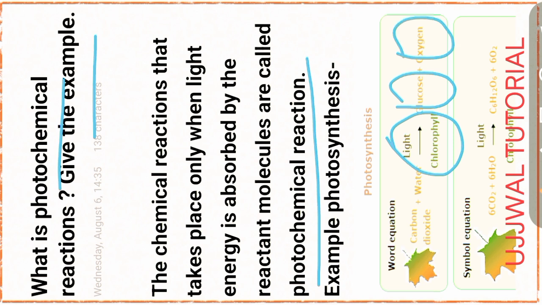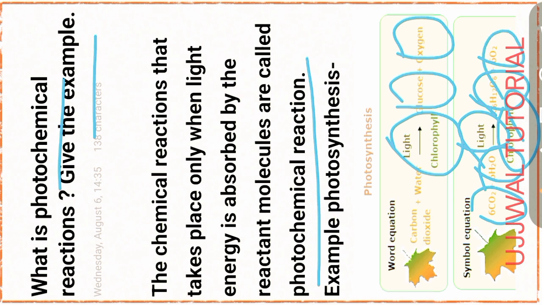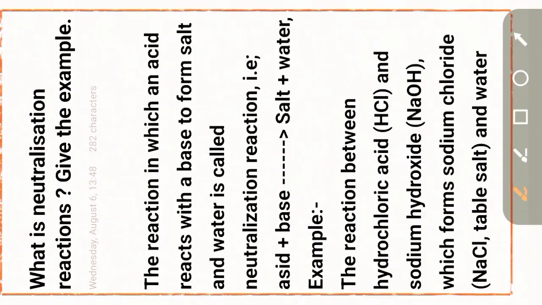The chemical equation, that is carbon dioxide, 6CO2, plus water molecule, 6H2O, in the presence of light and chlorophyll, glucose is formed, that is C6H12O6, and oxygen 6O2. Okay, it is an appropriate photochemical reaction. This is photosynthesis. Okay, thank you, my dear viewers.